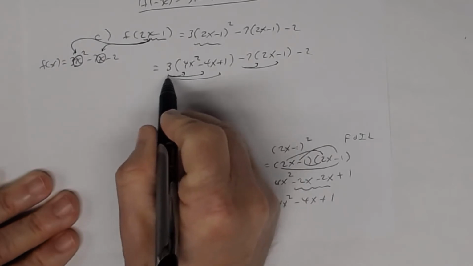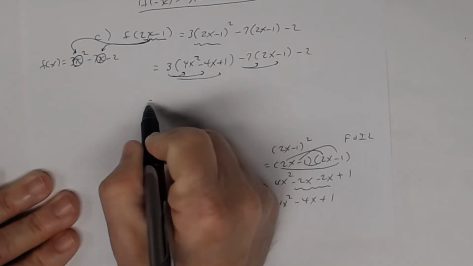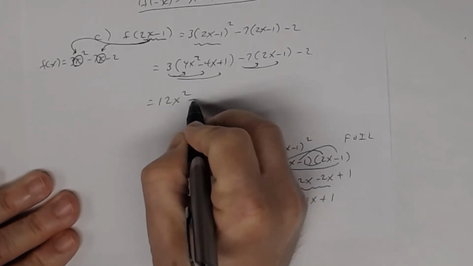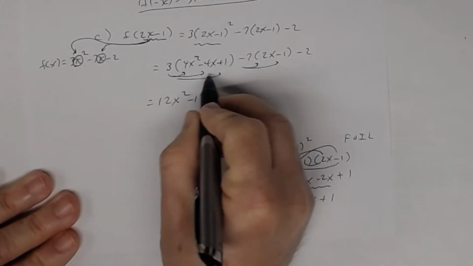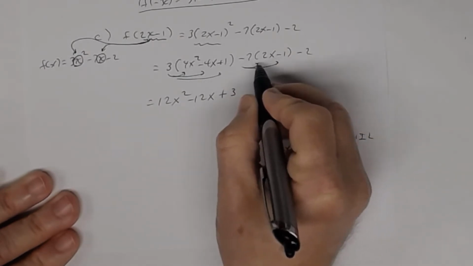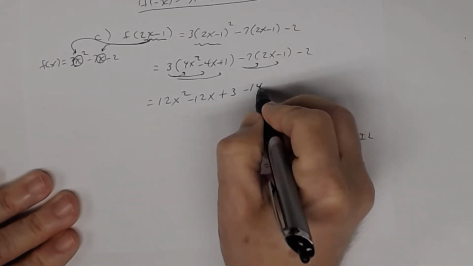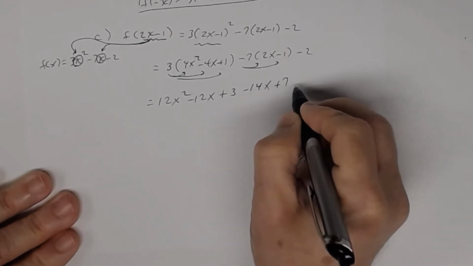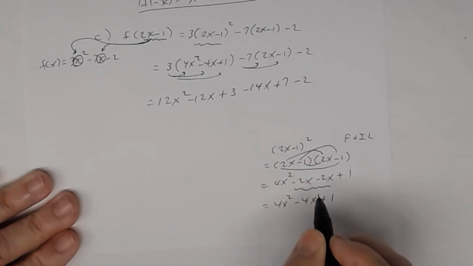All right, so 3 times 4x squared is 12x squared. 3 times a negative 4x is a negative 12x. 3 times a positive 1 is a positive 3. A negative 7 times 2x is a negative 14x. A negative 7 times a negative 1 is a positive 7, and then minus 2.